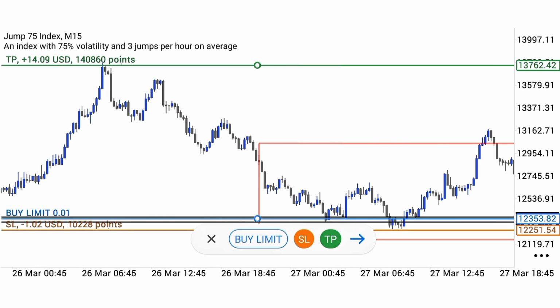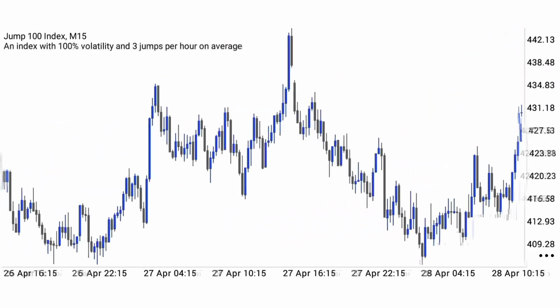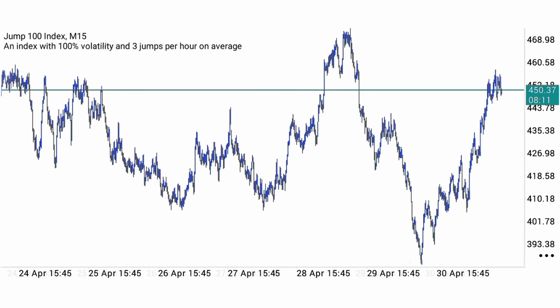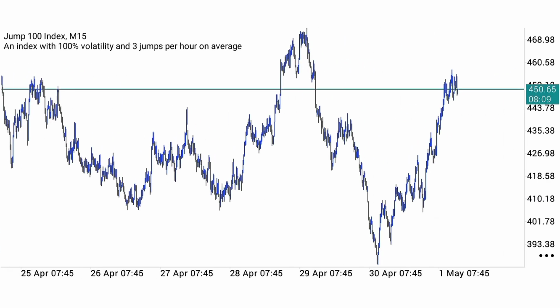But once you start checking them out on your charts, you will see the strength that it has in the market. So you do the same thing with Jump 100. You look for good areas of support and resistance, and you use the same strategy that I just showed you, guys. It's very, very simple.